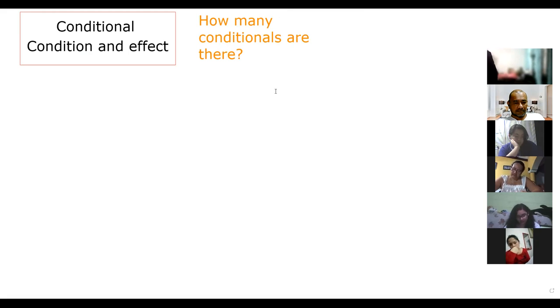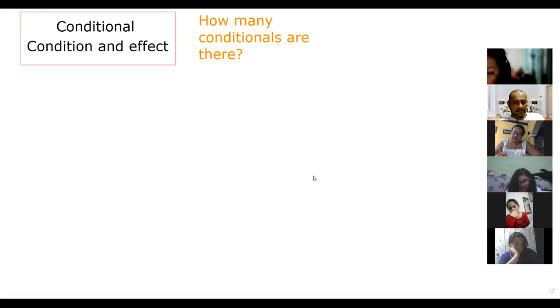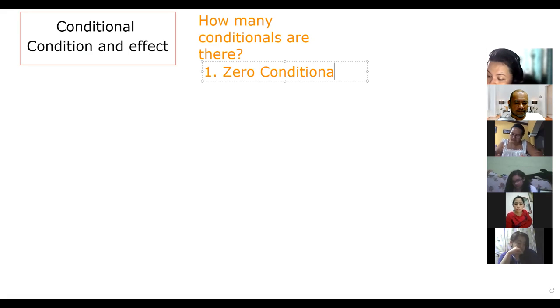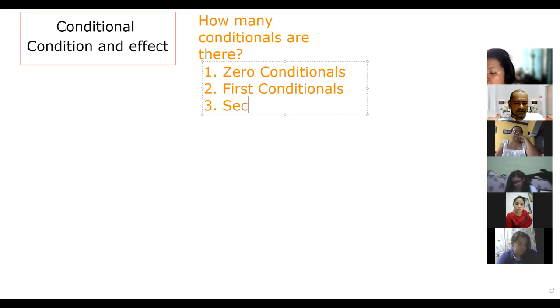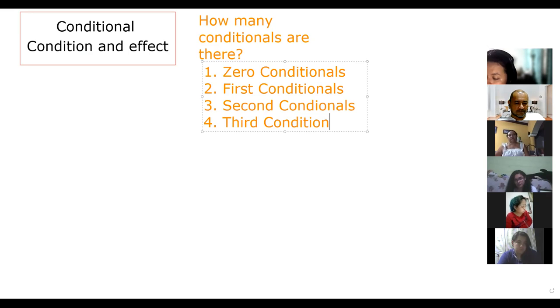What do you think? How many do we have? We have, guys, we have four, okay? We have zero conditionals. We have first conditionals. We have second conditionals. We have third conditionals, okay? These are the amount of conditionals that we have.